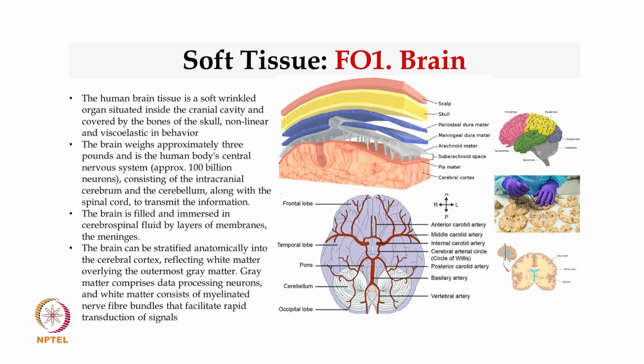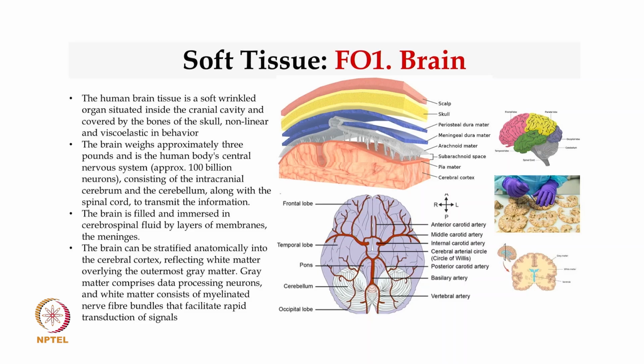So that is where the brain is encapsulated. The brain weighs approximately 3 pounds and is the human body's central nervous system, so very, very important. Approximately 100 billion neurons are housed within the brain. So these are a lot of zeros, right? Like 100 billion we are talking about. It consists of the intracranial cerebrum and the cerebellum, along with the spinal cord to transmit the information.